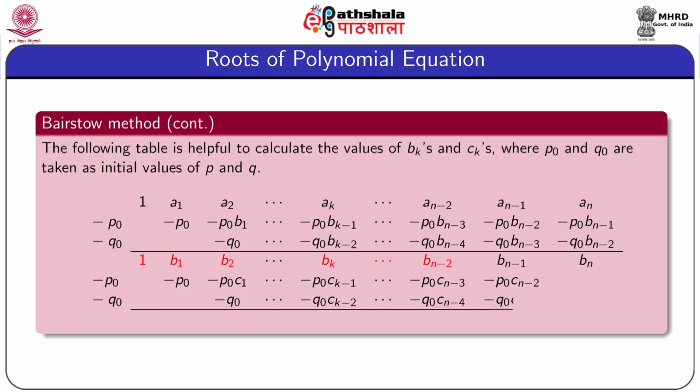Similarly, the values of c's are obtained by the same technique, and the last row gives the values of c's, where c1 is equal to the sum of b1 and minus p0, c2 is the sum of b2, minus p0 c1 and minus q0, and lastly c_{n-1} is the sum of the last but one column, that means b_{n-1} minus p0 c_{n-2} and minus q0 into c_{n-3}.